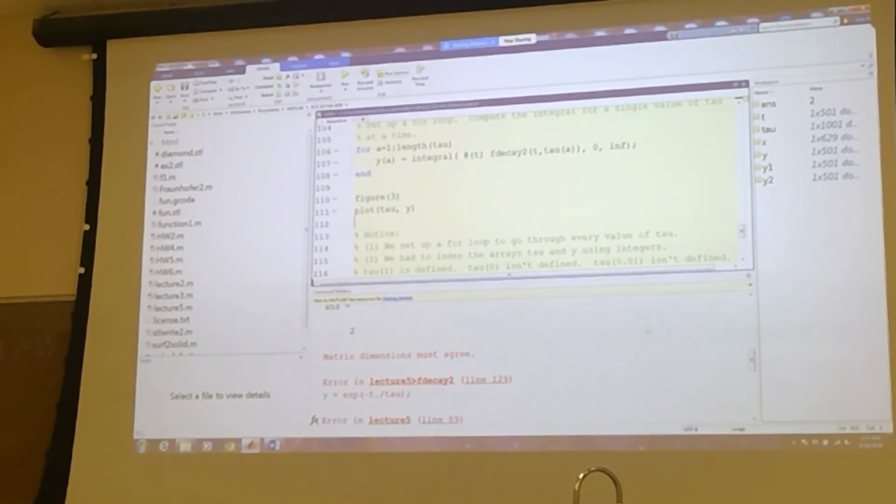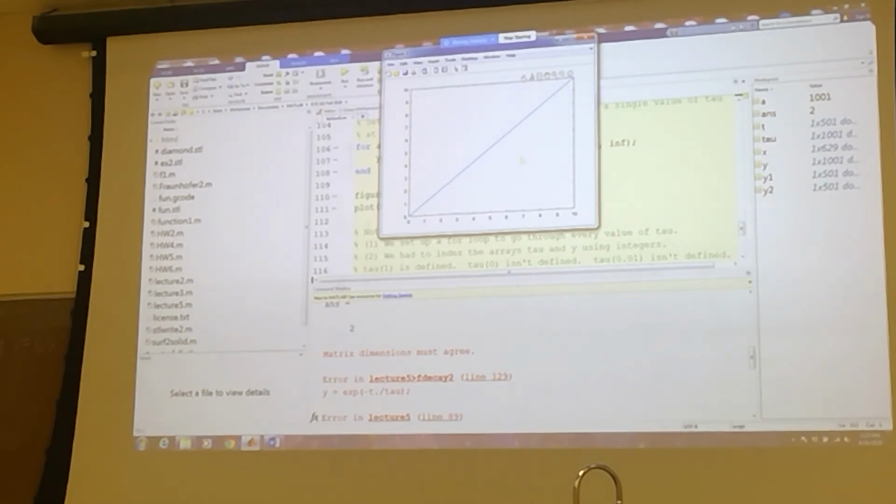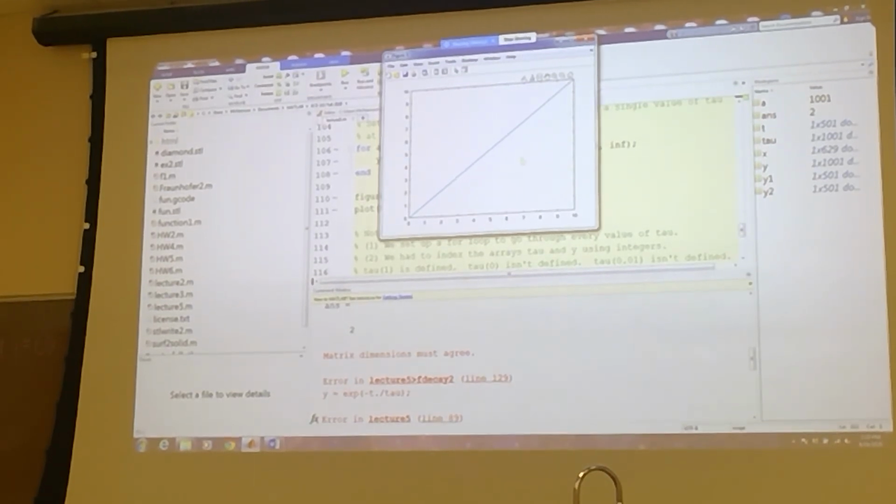So let's run it, no errors, and I get this wonderful straight line, right? Could have just written y is equal to x, but you know, did it the hard way.